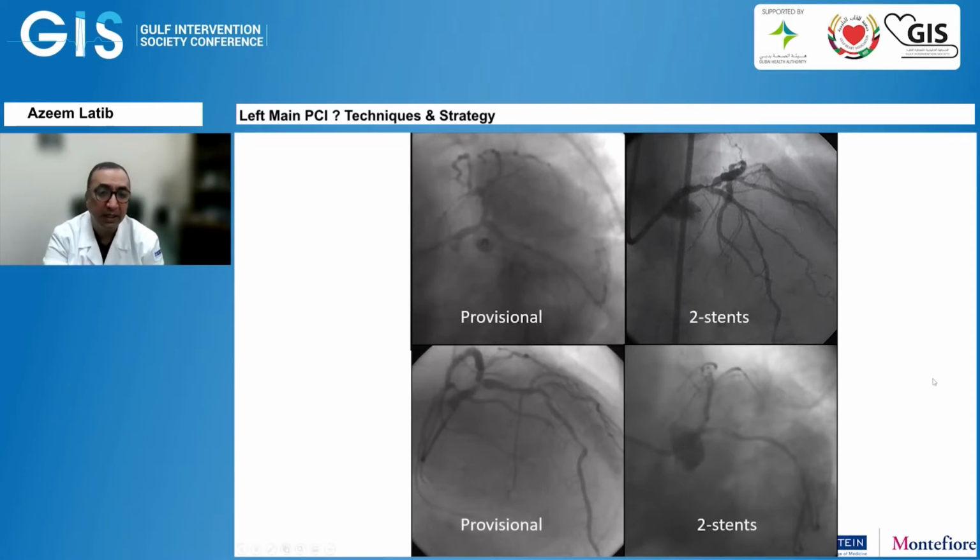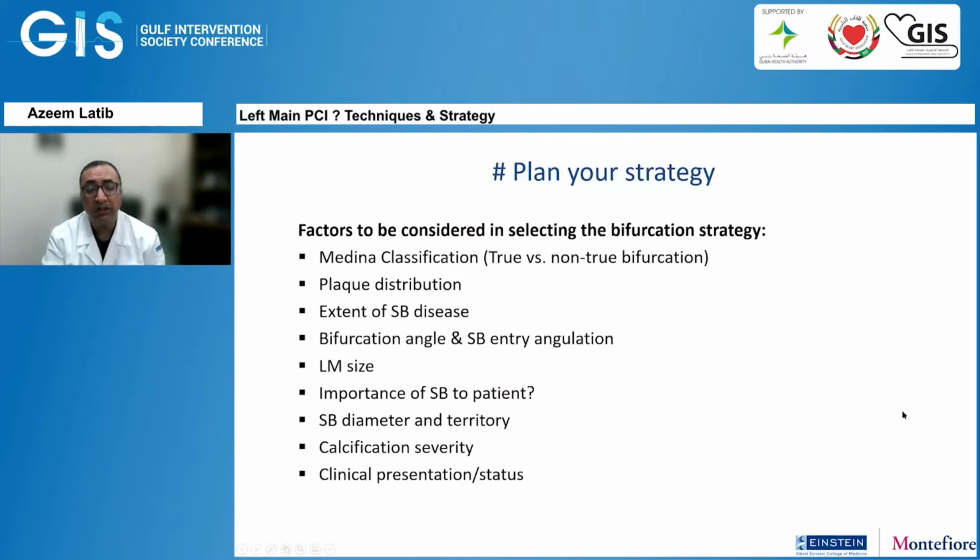And so one may say, in a case like this, maybe these two could be done provisionally, whereas the two on the left could be done with two stents. And then if we choose two stents, which strategy would we use to be able to treat these left main bifurcations? So I always try and plan my strategy beforehand.